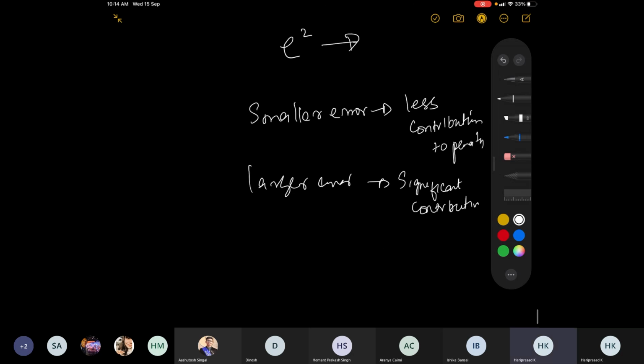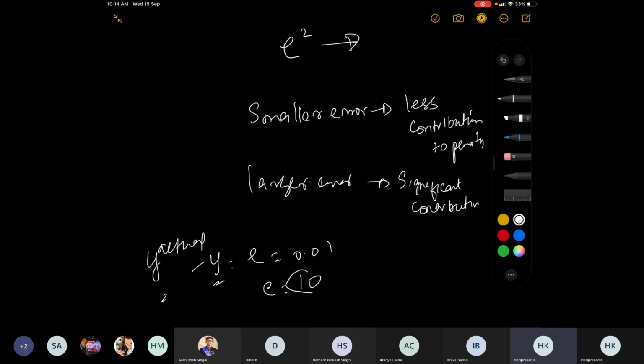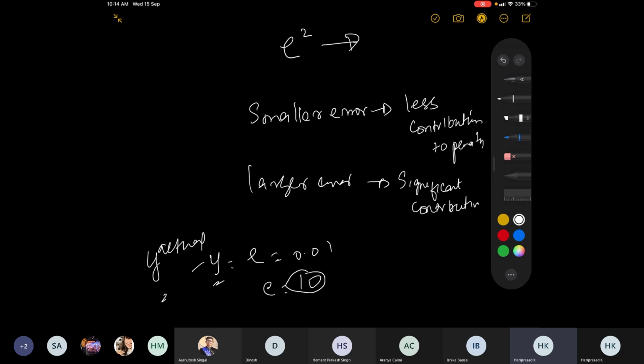So what are we trying to say? Let's say the error is your y actual minus y. Let's say this value is close to 0.01. We don't care. This means that your y actual is almost equal to your y. You don't need to worry, you don't need to penalize them too much. Let's say your y actual minus y is 10, which essentially means that your prediction is off from the actual value by a magnitude of 10. So this has to be seriously considered. If you take a square, this becomes further smaller, while this guy becomes very high.